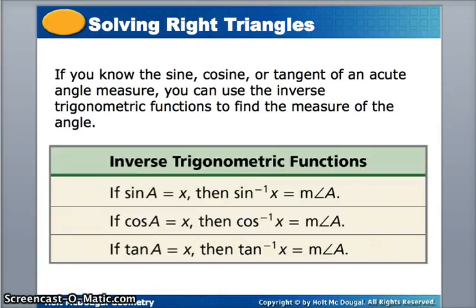Alright, now your inverse trigonometric functions. You remember in the last section we were finding the ratios. In this section we're going to take the ratios and then find the angles with them. Make sure you pause this, but I won't go through all three. What this top one is saying: if the sine of angle A equals x, then the inverse sine of x equals angle A. And it's the same thing for cosine and tangent.